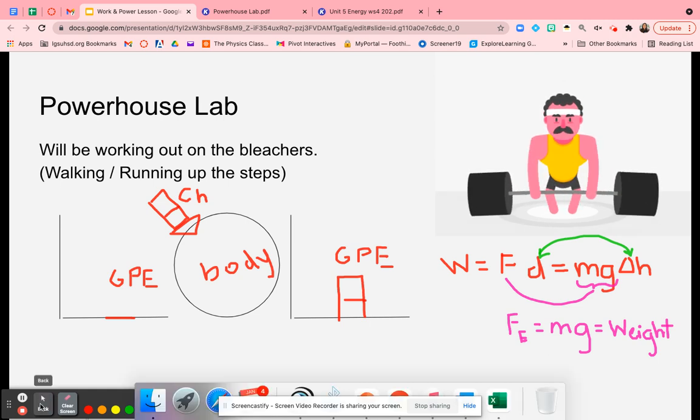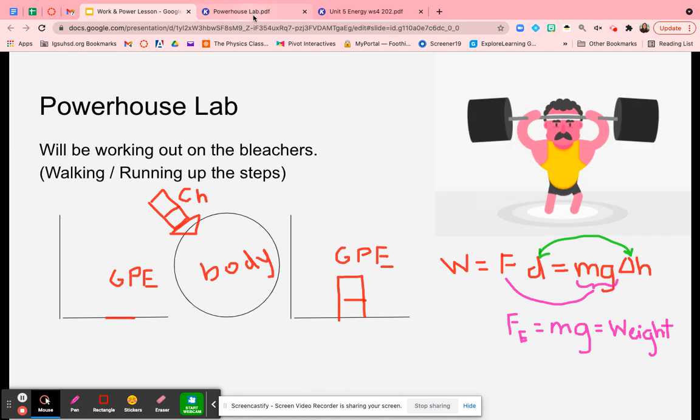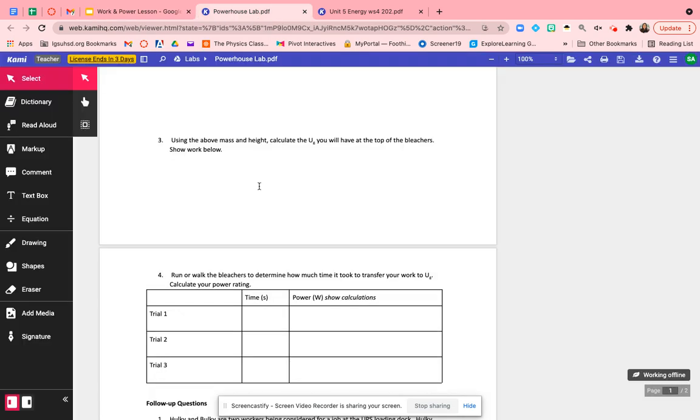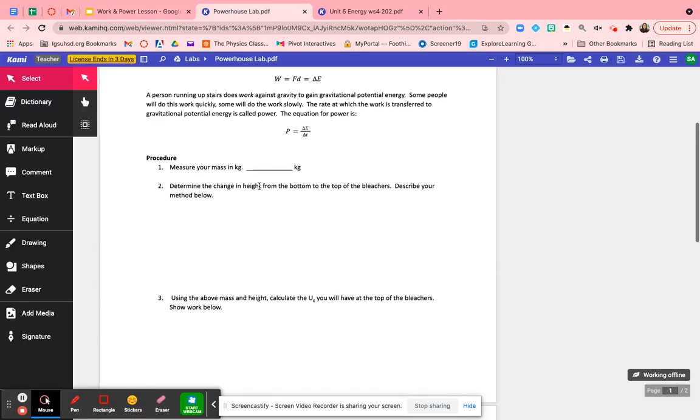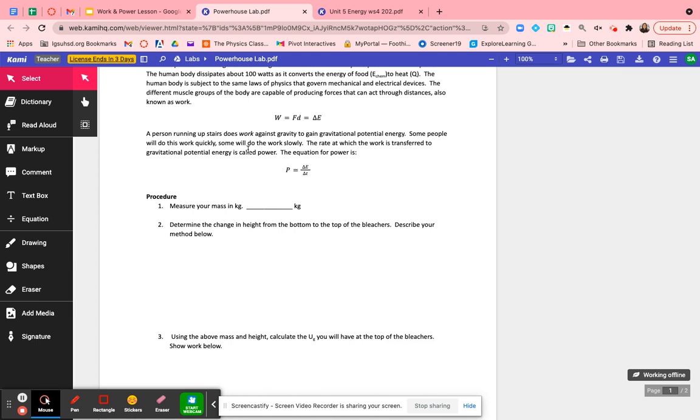For those of you who are at home, I want you to look at your Powerhouse Lab. You are going to do these trials on your own. These are just the basic concepts we covered in class. Your mass, generally when we weigh ourselves, is in pounds. You're going to have to convert your weight in pounds to kilograms. You can Google that pretty easily.